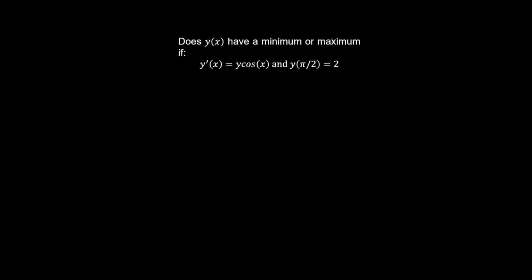Does y of x have a minimum or a maximum if the derivative is equal to y cosine x, and y at x equals pi on 2 is equal to 2? If we substitute for pi on 2, we get y of pi on 2, which is 2, multiplied by cosine of pi on 2. So this is equal to 0, and therefore it's a critical point.